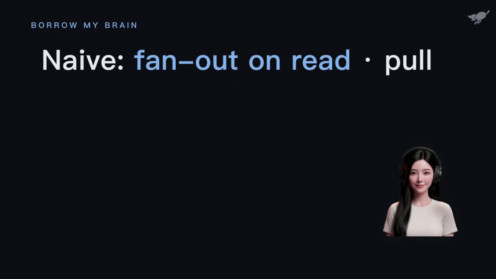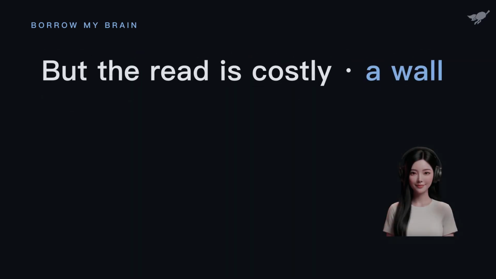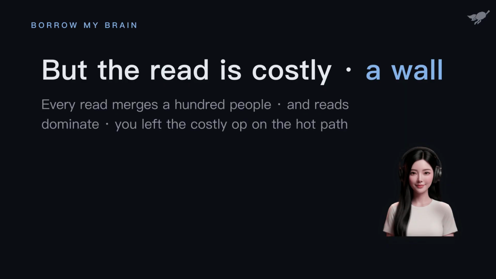Let's start with the most intuitive approach. The moment you open your timeline, I go pull the latest tweet from each of the 100 people you follow, grab them, merge, sort, hand them to you. This is fan out on read. Pull. Writing a tweet is cheap. You just append to your own list, 0.4 microseconds. But the read? Every time, you merge 100 followees on the spot. The write got cheap, but the read got expensive. And reads are the vast majority. You paid a fortune to optimize the cheap operation and left the expensive one sitting on the hot path.